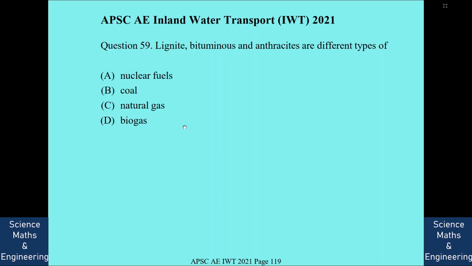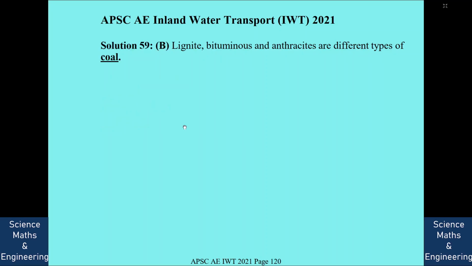Next. Lignite, bituminous, anthracite are types of A, nuclear fuels, B, coal, C, natural gas, or D, biogas. So they are types of coal. We have peat, lignite, bituminous, and anthracite. Okay. Next.